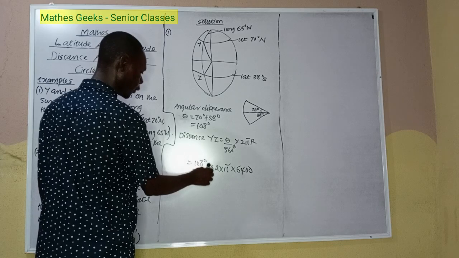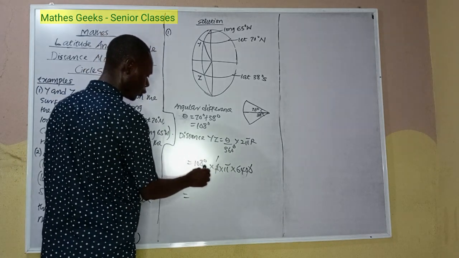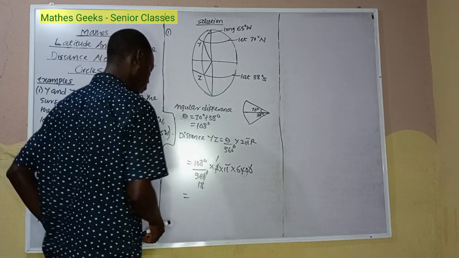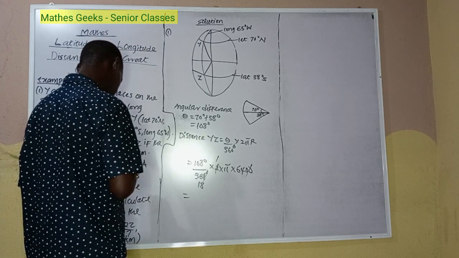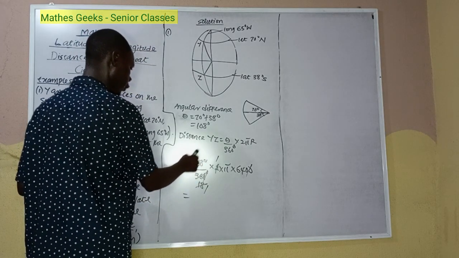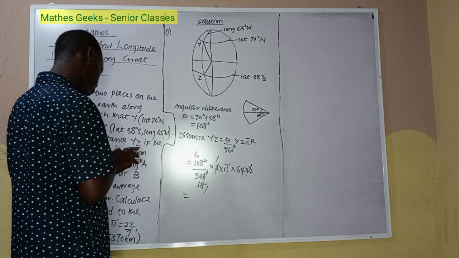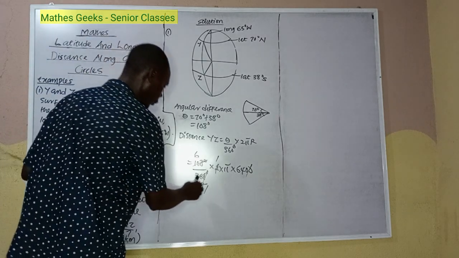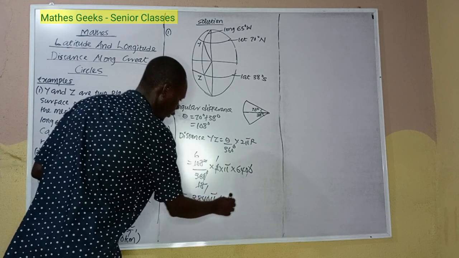6,400. So here, a 0 will cancel 0, and we are going to 2 here, 18. Okay, so here's my calculator, and 18 into 108 is 6. Okay, and 6 times 640, is 3,840 pi, 3,840 pi kilometers.